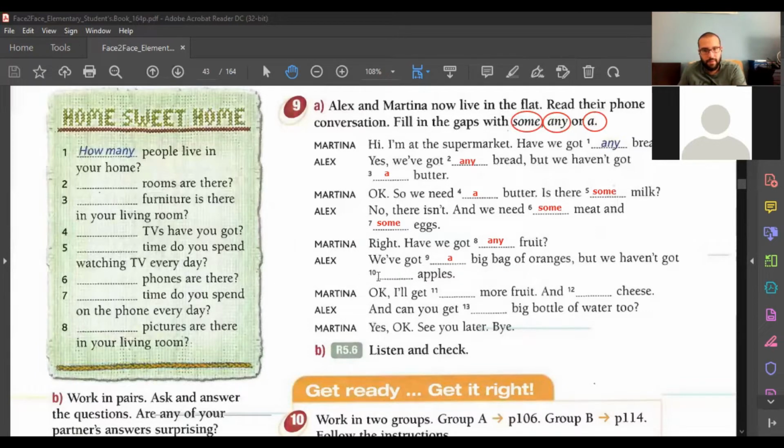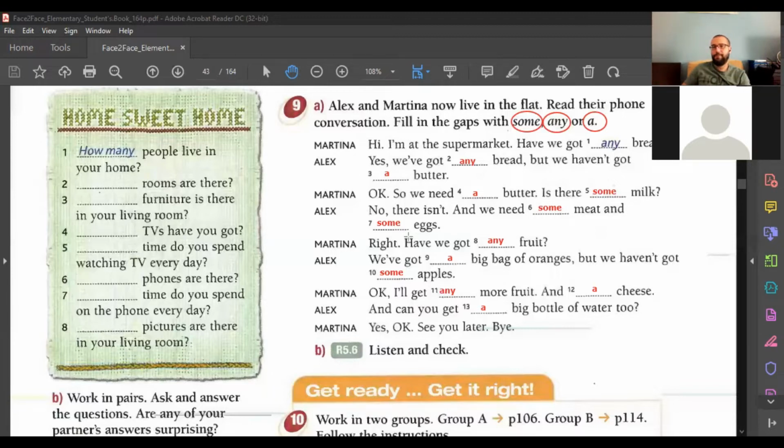Some. As you like, you can choose your answer. Some. Okay, some. Martina: We will get some more fruit and some cheese, Alex, and can we get a big bottle of water too? Alex: Yes, okay. See you later.